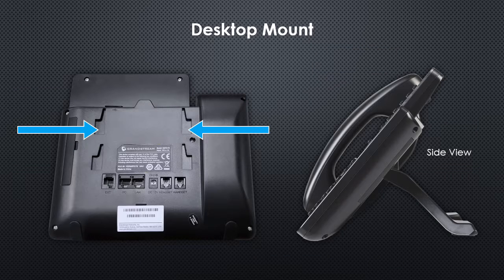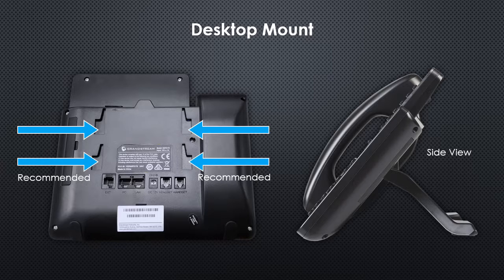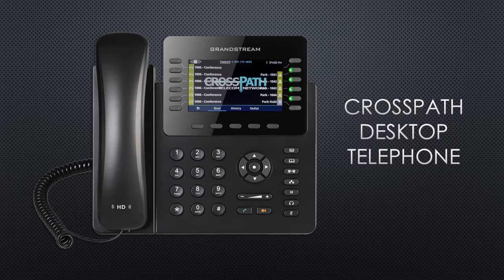Final step. To install the desktop mount, you'll insert the mount into the corresponding inset holes, sliding the mount upwards to lock into place. We recommend the lower set of inset holes for the best viewing angle. You are now ready to use your CrossPath desktop telephone.